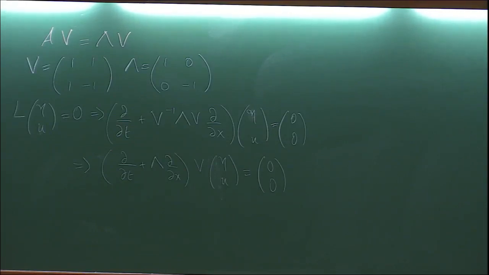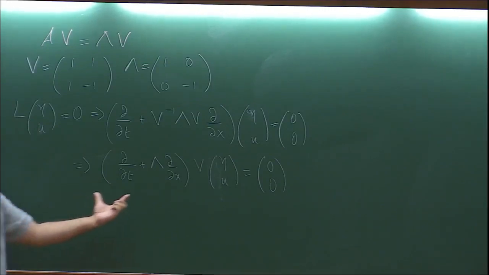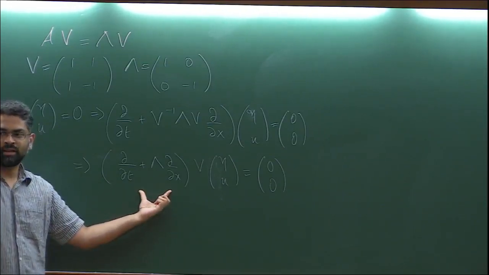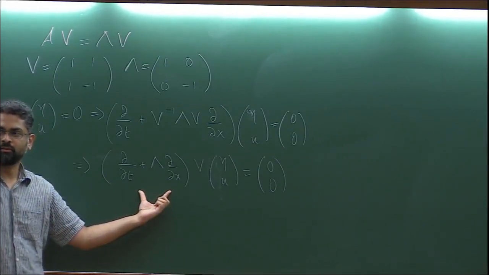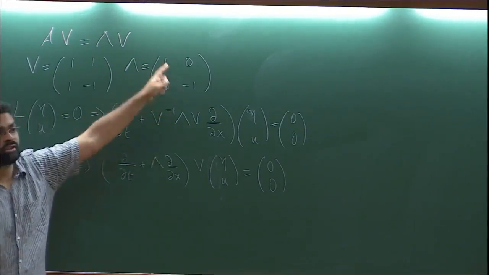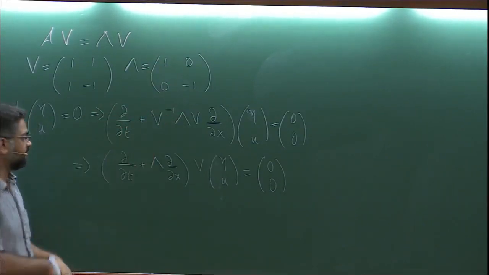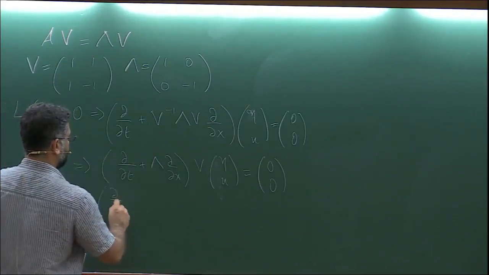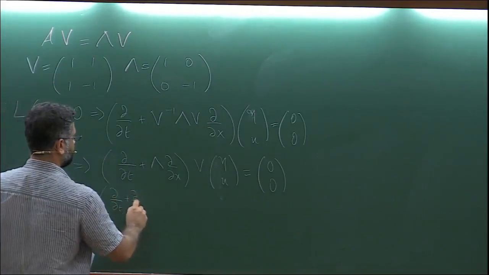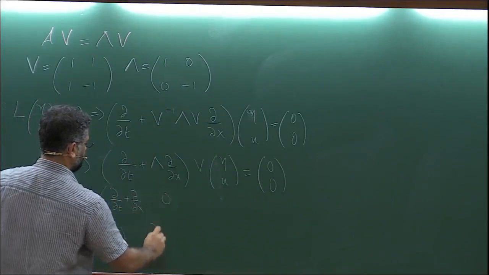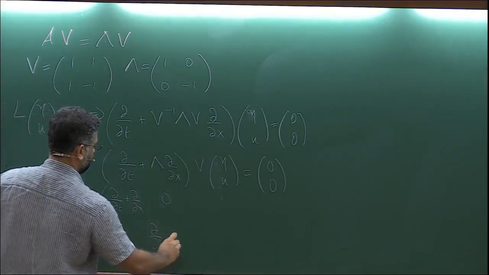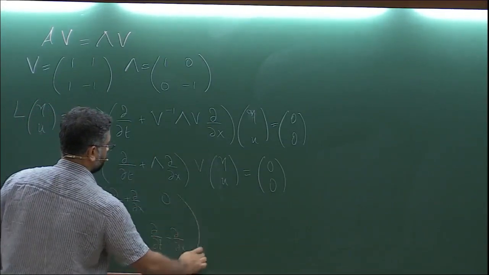Right? Now, I want to solve for eta, u. Remember, V is an invertible matrix. So what I really just need to solve for is V eta, u, which is to say I want to just know the null space of this operator. But the nice thing about this operator is it's diagonal. So lambda is a diagonal matrix. So this thing is nothing but d/dt plus d/dx, d/dt minus d/dx.